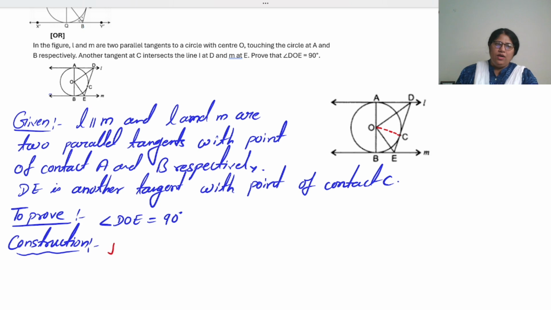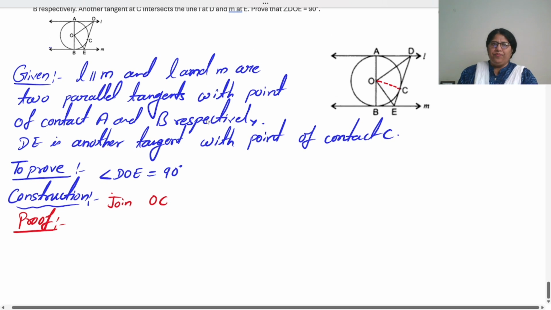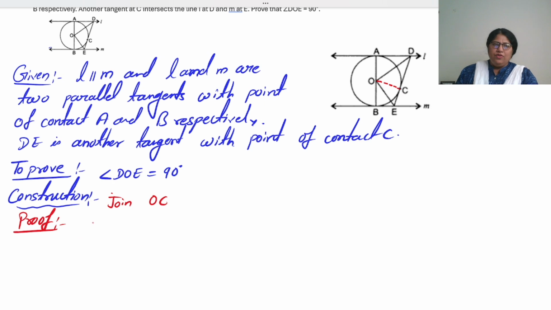So what did I do here? Join OC. Now can you see here? The triangle AOD, right? These two triangles I can prove are congruent. Similarly, this and this triangle you can prove are congruent. So how are we going to do it here? Let us start with the proof part. So you will get it here, right? First thing, which two triangles am I going to take here? Triangle AOD and triangle COD, right?